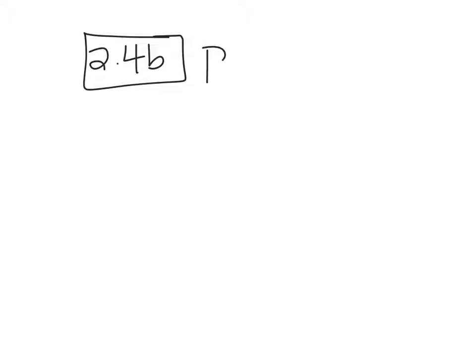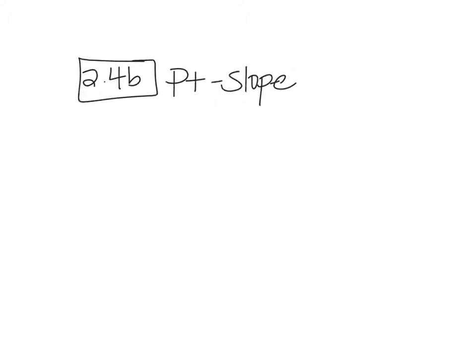All right, 2-4B. You already wrote this down, huh? You got 11. 11 subscribers? Make it 12. Wow. Point slope form.